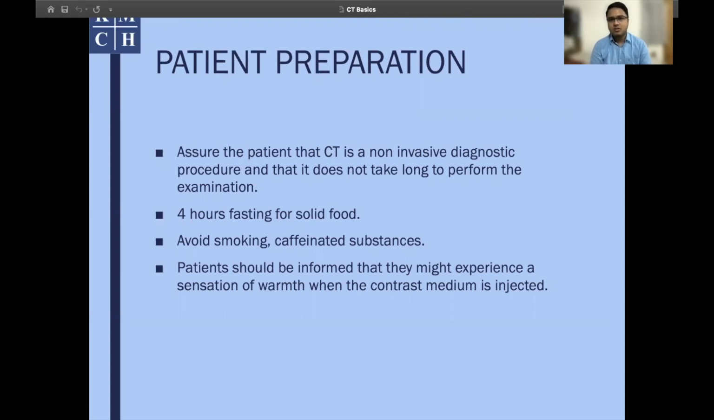4 hours of fasting to solid food. No need of any absolute fasting. The patient can take liquids. Tell the patient to avoid smoking and caffeinated substances which can increase the heart rate. And the patient should be clearly informed that he might experience a sensation of warmth when the contrast is rapidly injected through his veins.